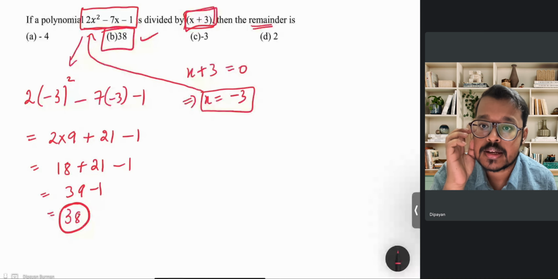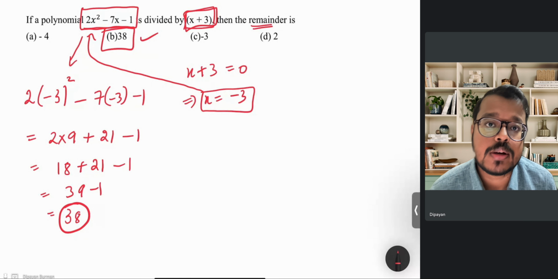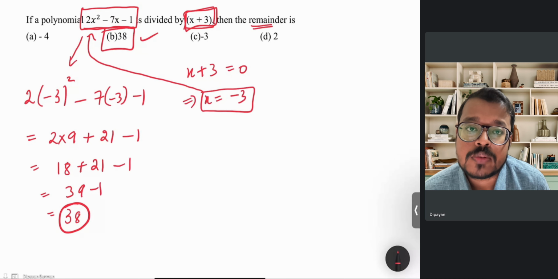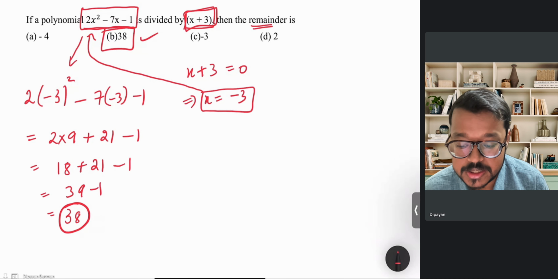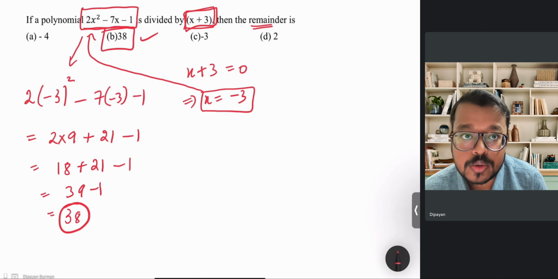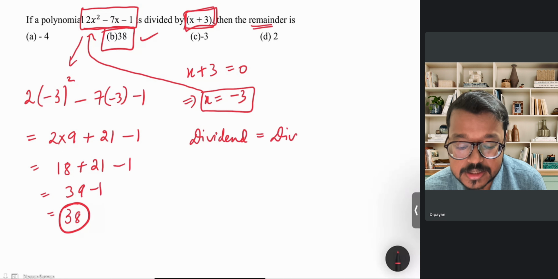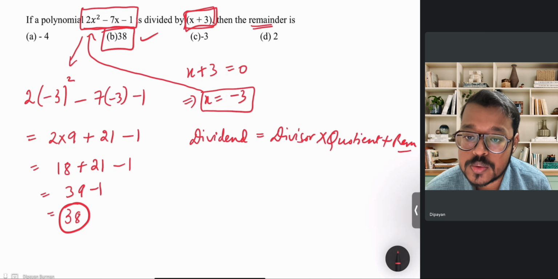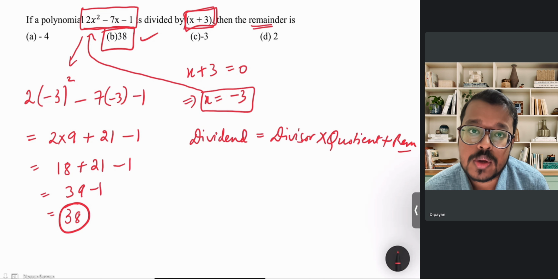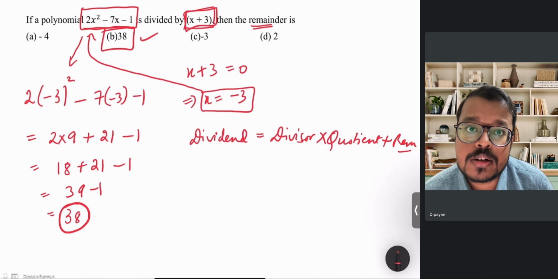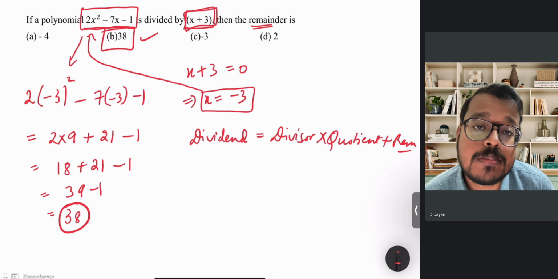Now let us understand why this works. Why does the remainder theorem work? How can we know that this is true? Anytime we are doing a division, whether it's numbers or polynomials, during division there is a dividend, and that will be equal to the divisor multiplied by the quotient plus the remainder, if there is any. This is always true. When we are looking at polynomials, we have expressions with some variable, and the variable's exponents will be whole numbers. That is the meaning of polynomial.